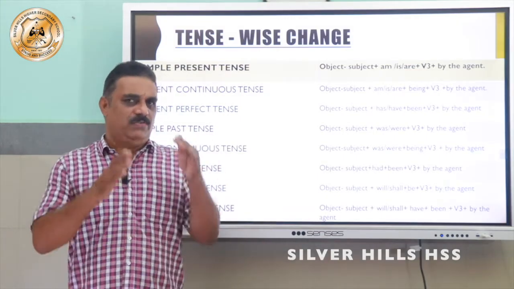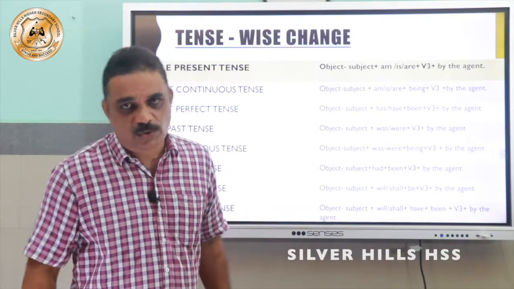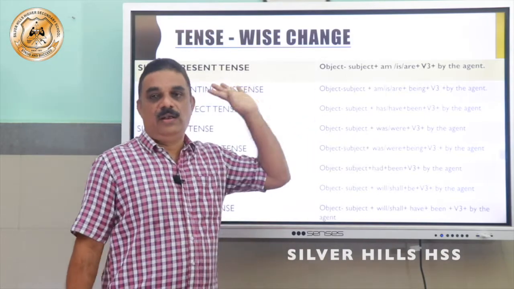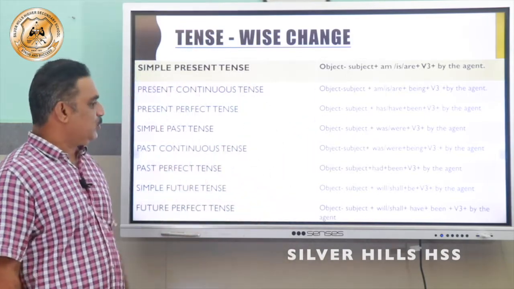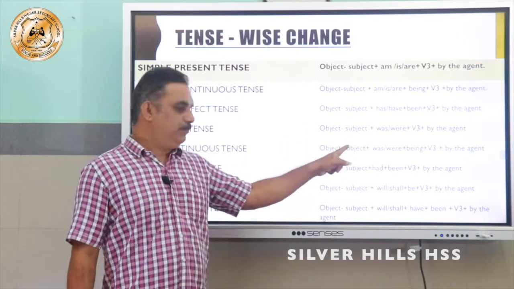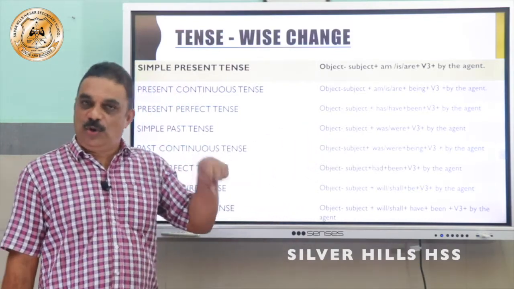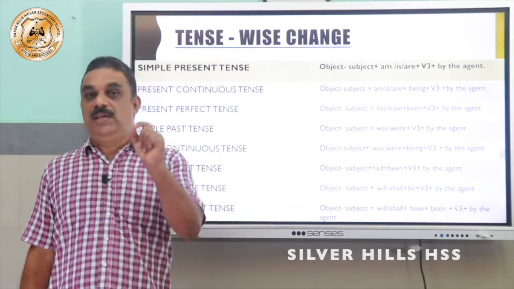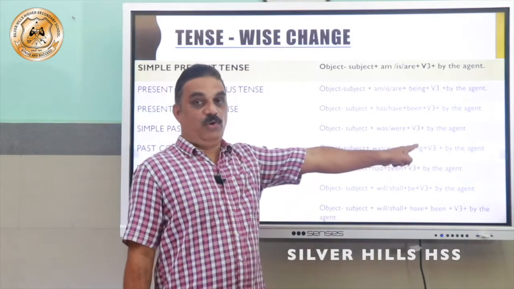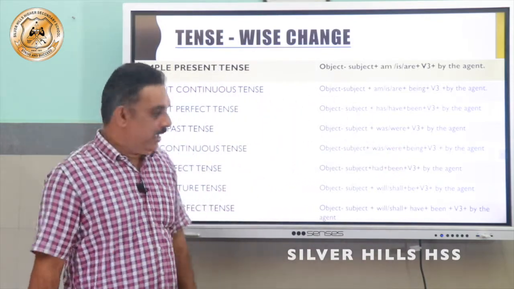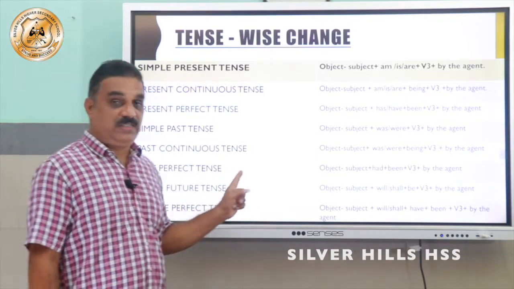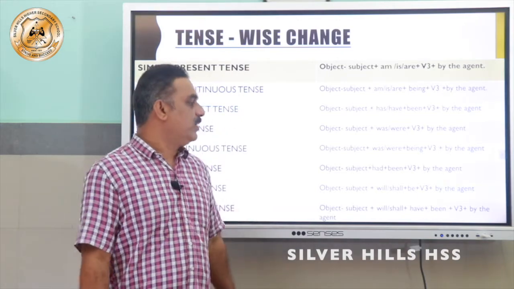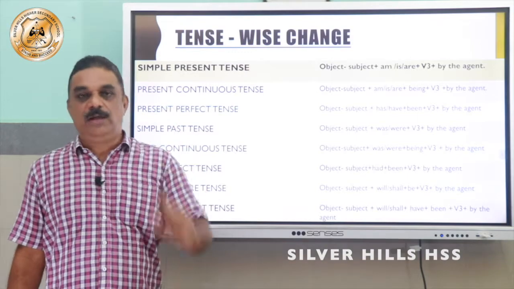Now only one confusion is there, where you have to write "was" or where we have to write "were"; singular "was" and plural "were". Next one, past continuous tense: object you take into subject position, then you write was or were, then being, B-E-I-N-G, then V3 form of the verb plus by the agent. And next one is past perfect tense: object into subject plus had plus been plus V3 plus by the agent.